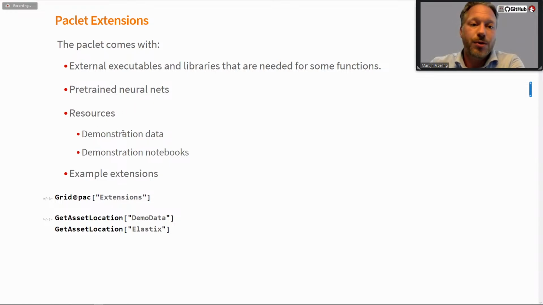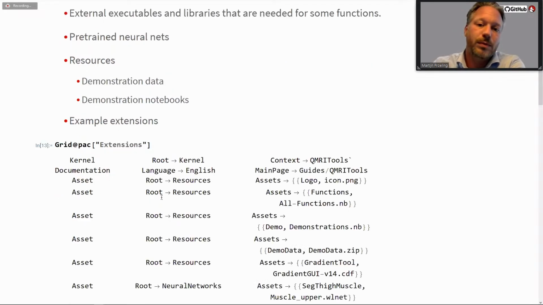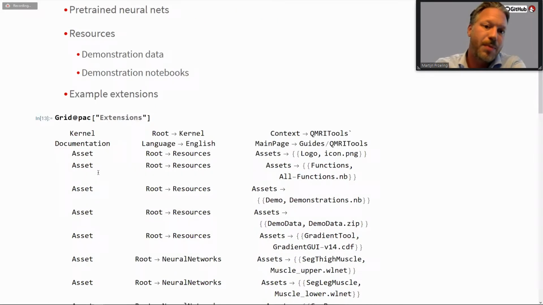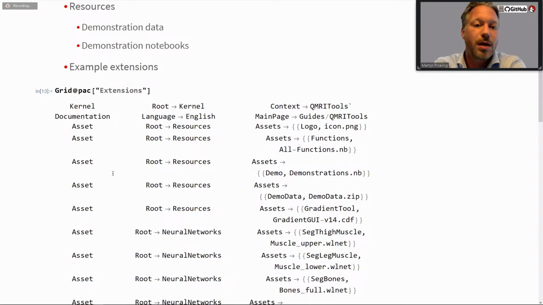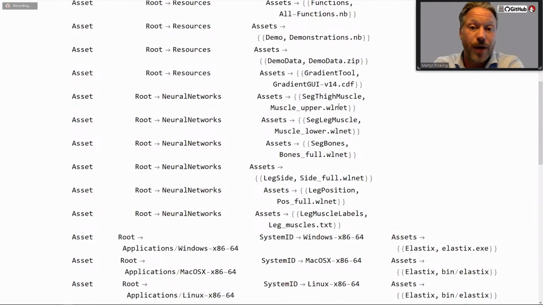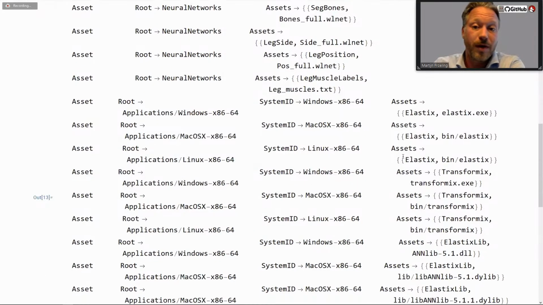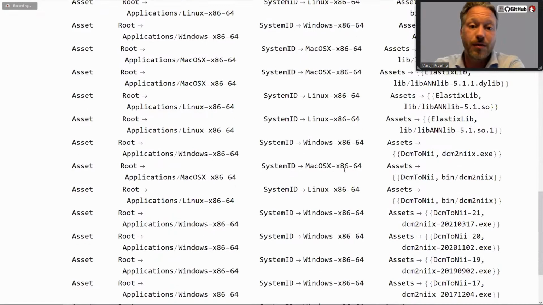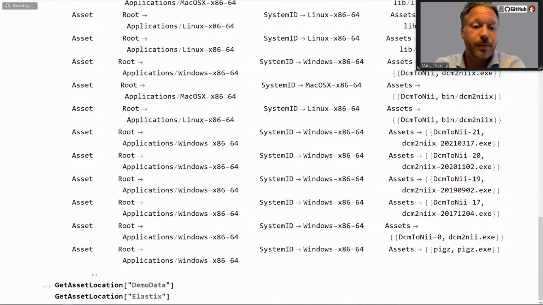Some resources, for example, the demonstration data I will be using in this notebook, and also a demonstration notebook that highlights all the functionality. These are all linked in the extensions part of the Paclet, so when I build my Paclet, everything is taken along. You can see there are assets like the demonstration notebook, some neural networks in the Wolfram language net format, but also a lot of executables of external dependencies for different operating systems.